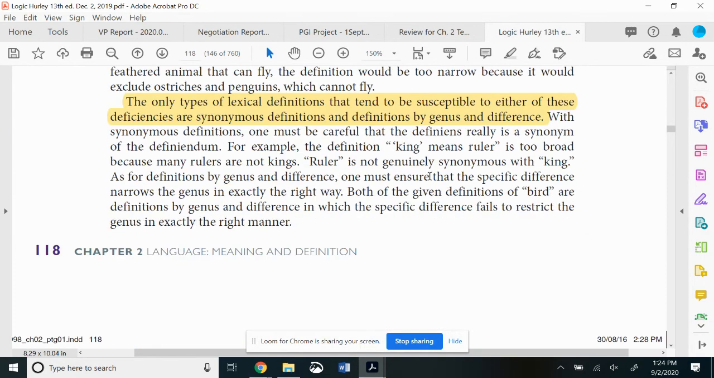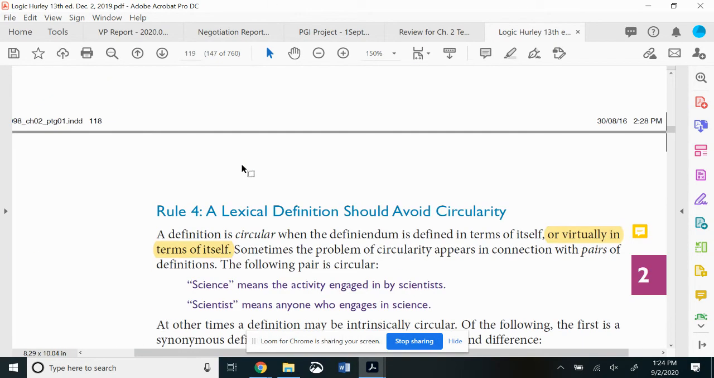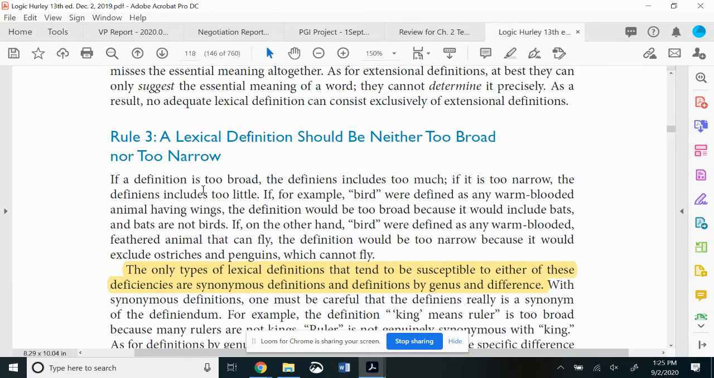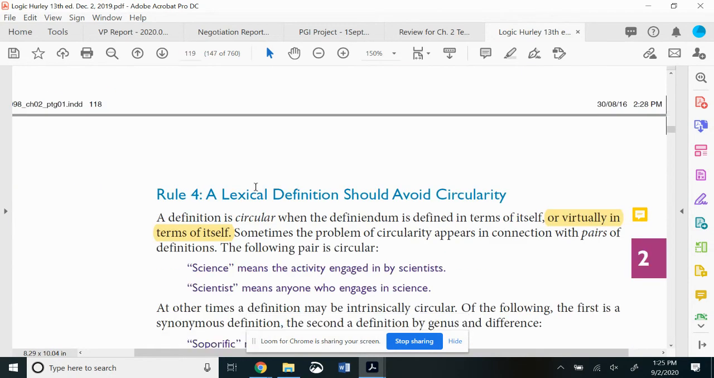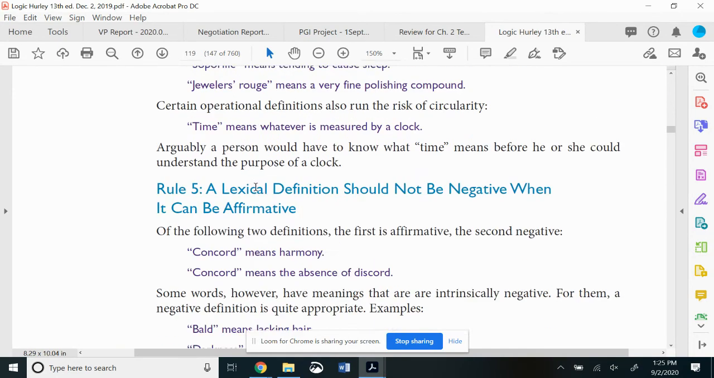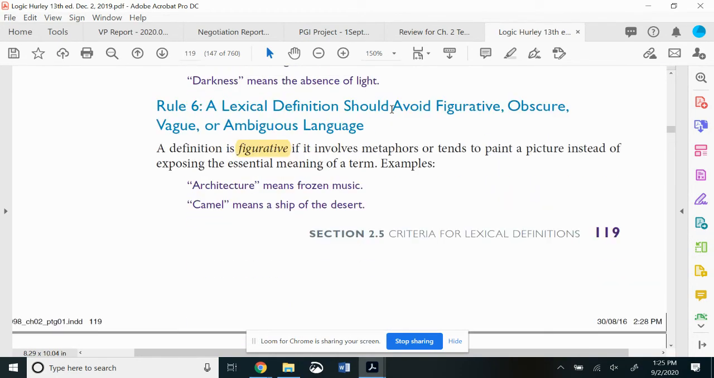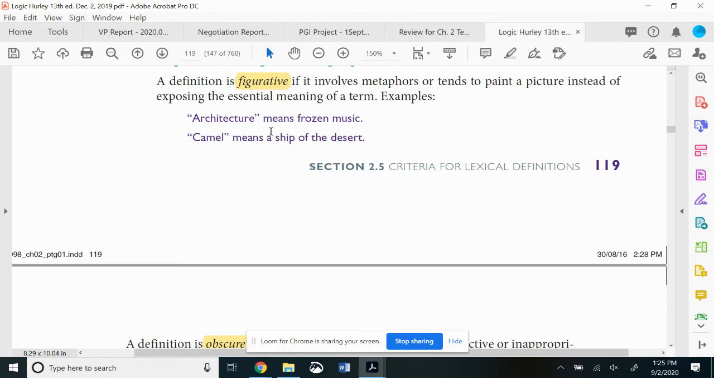Oh yeah, too broad, too narrow. It's rule 3. And by the way, we see this rule in another part of the chapter, but you can see it here as well. Circularity, figurative, where is that at? Yeah, right here, figurative. So rule 6, it has 4 different ways it can violate rule 6: figurative, obscure, vague, or ambiguous. Now, vague and ambiguous, those are easy. Those are, I believe it's section 2.1 in your book. And then figurative and obscure. So figurative gives you examples. You might say like painting a picture or poetic. You don't know what the hell's going on when somebody says camel means a ship of the desert.